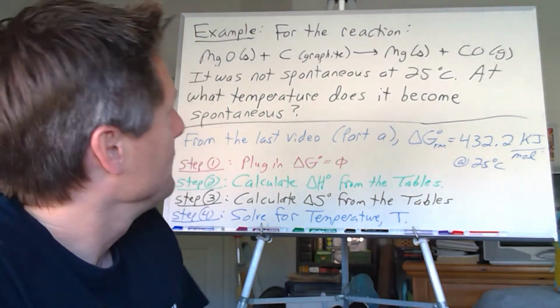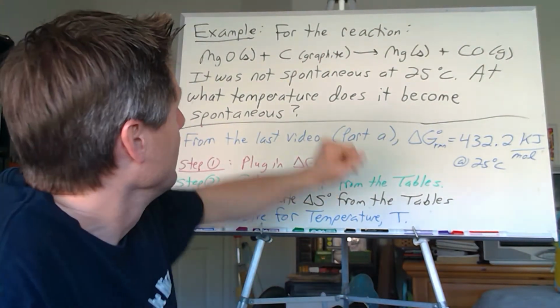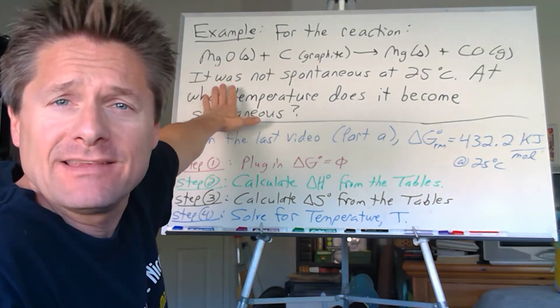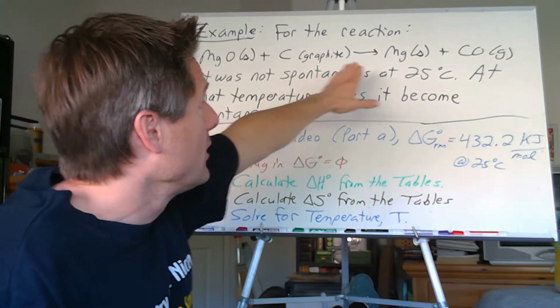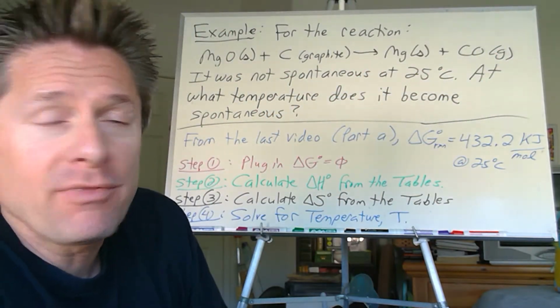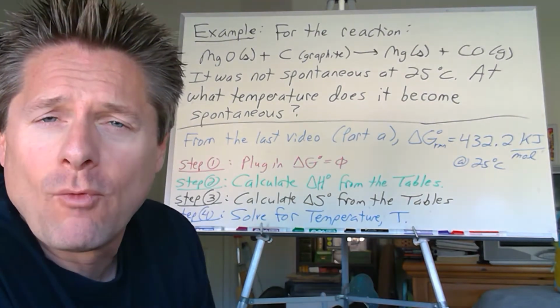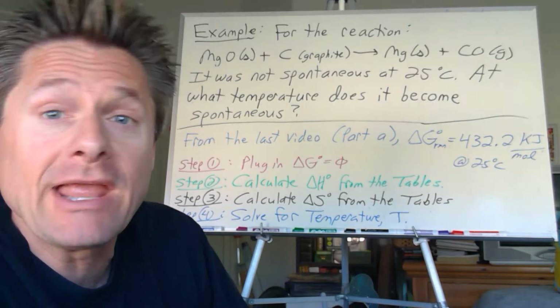All right, guys. So here's what we had from the last video. We did part A of this. So we had this reaction where we had the magnesium oxide solid plus carbon graphite solid going to magnesium solid plus carbon monoxide gas. And it asked us before, is it spontaneous at 25 degrees Celsius under standard conditions.